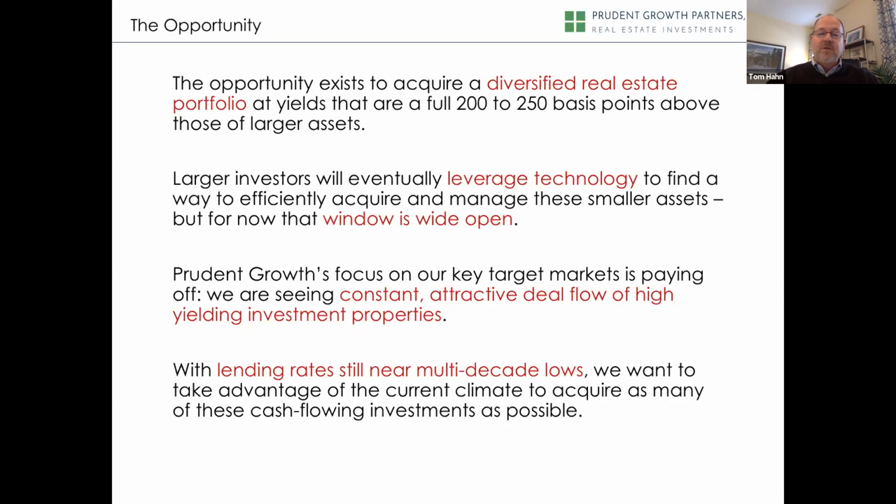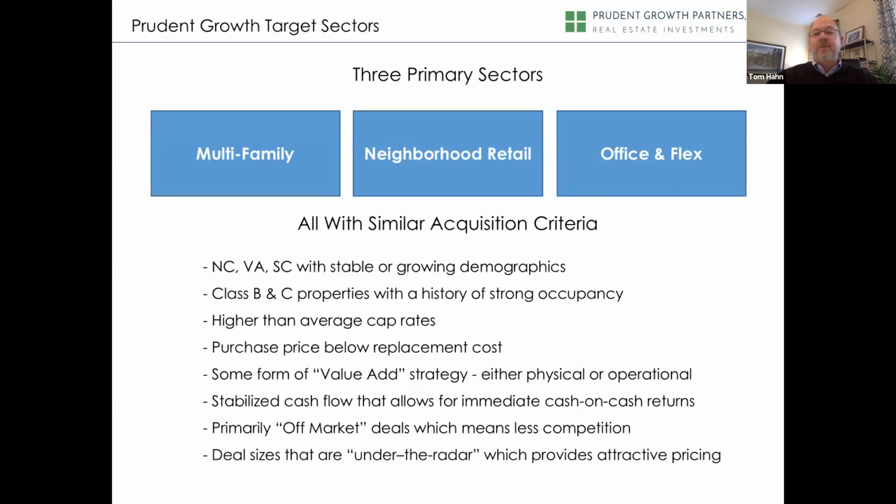And lending rates are still near multi-decade lows. Even with the little bump up over the last six months, we went from like 4.5 to maybe 4.85 on our debt. It's still very attractive. We focus on three primary sectors: multifamily, neighborhood retail, and office and flex, all with similar acquisition criteria. As we've already said, we like B and C. We like the Carolinas. We're buying at higher than average cap rates. We're very disciplined on our acquisition criteria. We're always buying below replacement cost. We always have a value add strategy that we identify.